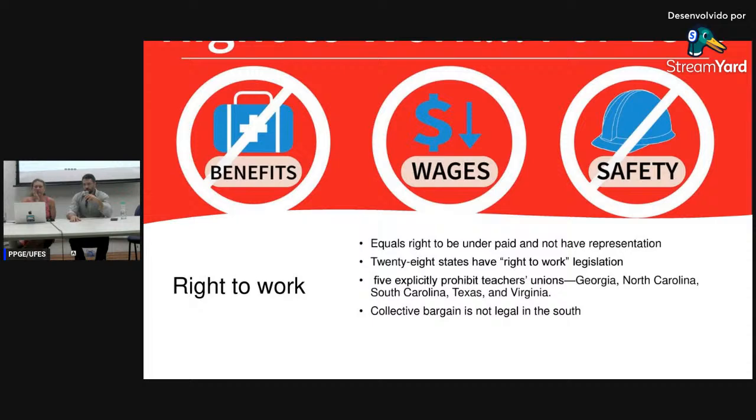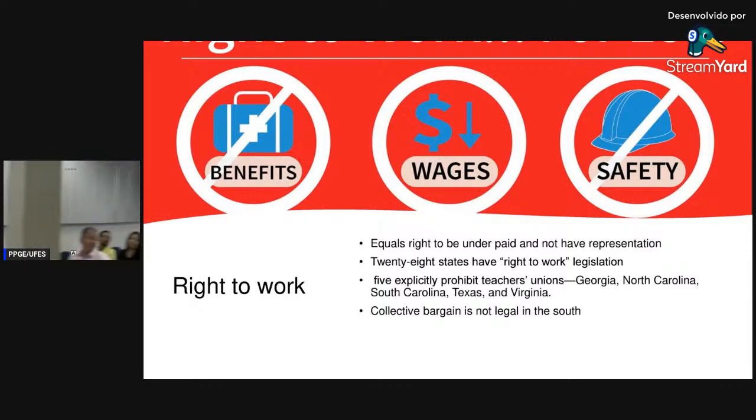Any questions about unions? Alguma questão sobre os sindicatos? Yeah. Which states the unions are banned? It's Georgia, North Carolina, South Carolina, Texas, and Virginia. Georgia, Carolina do Norte, Carolina do Sul, Texas e Virgínia.